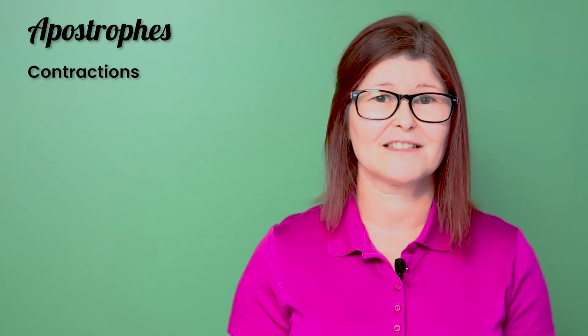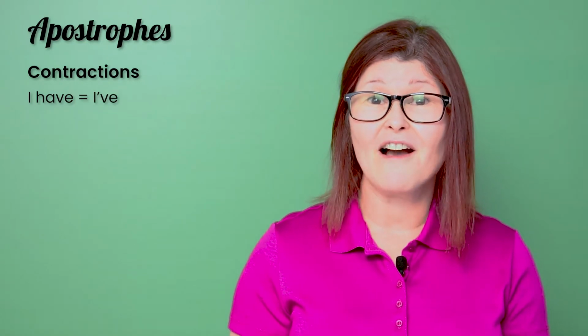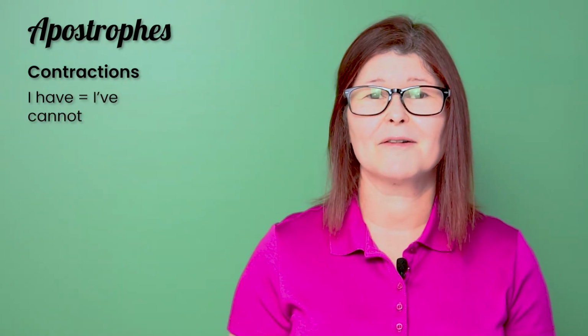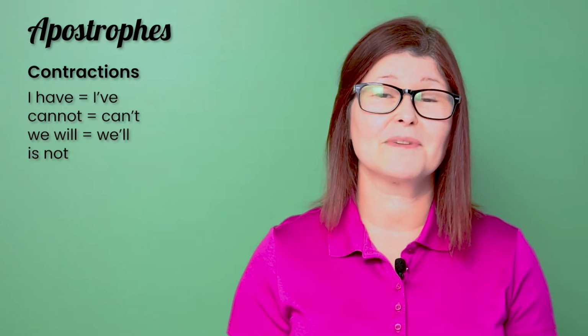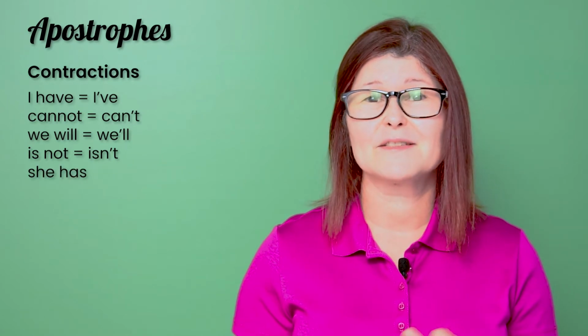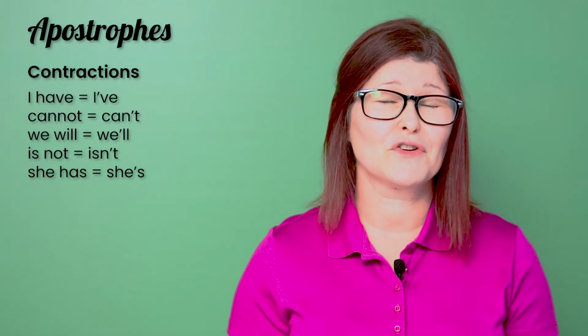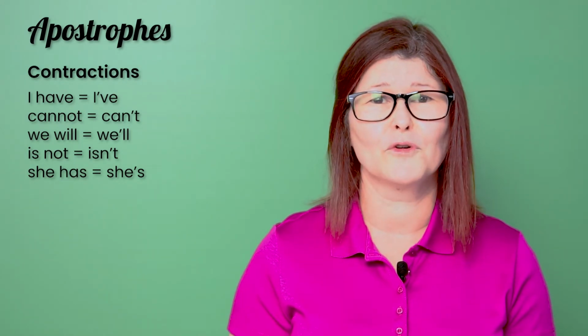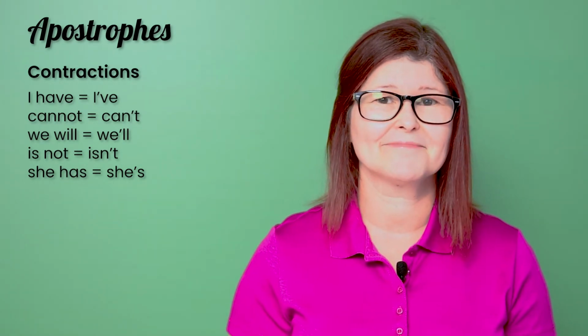Number one is the most straightforward. We use apostrophes in contractions. We make contractions by pushing words together. I have becomes I've, cannot becomes can't, we will becomes we'll, is not becomes isn't, she has becomes she's, etc. It is important to note that contractions are very informal and should not be used in formal or academic writing.